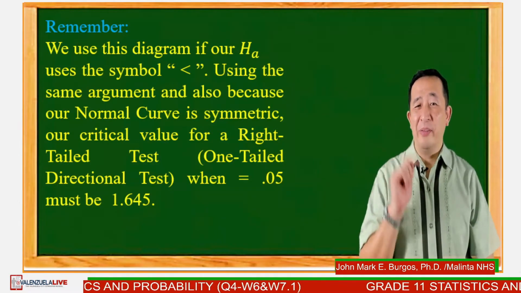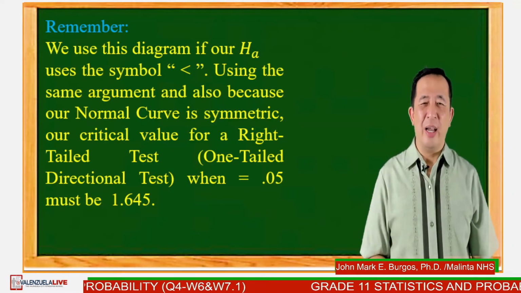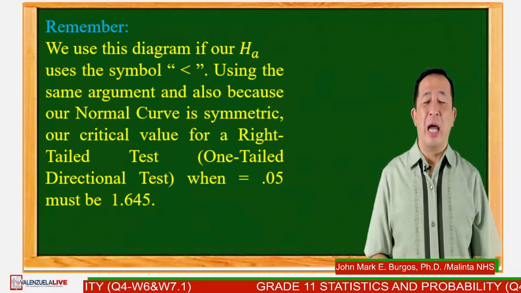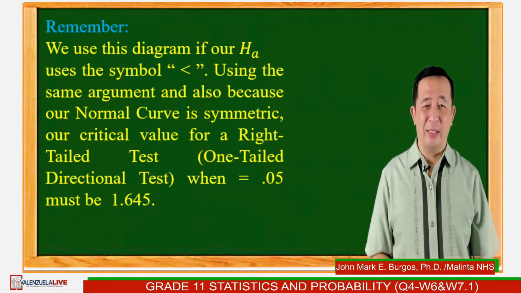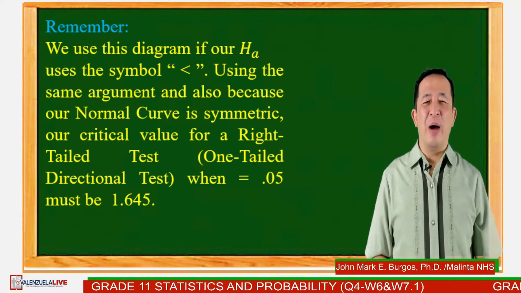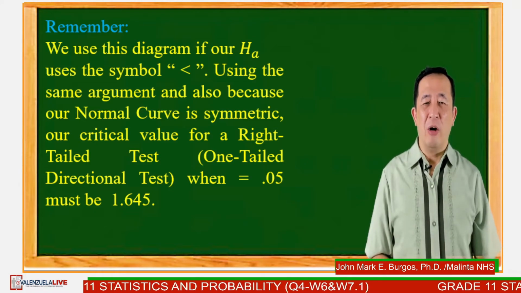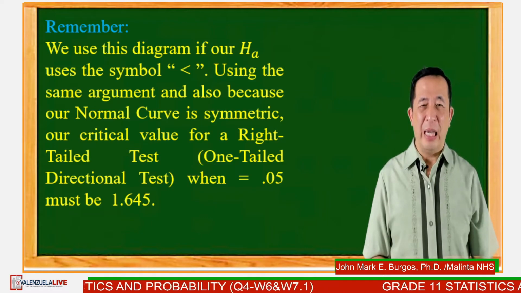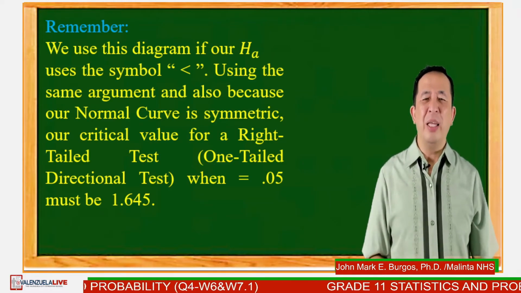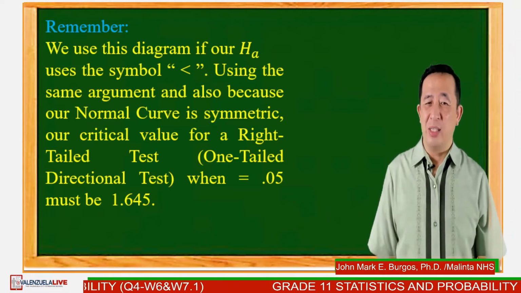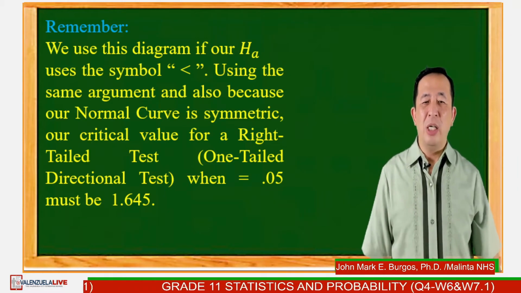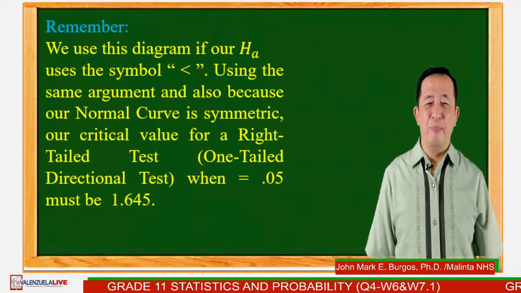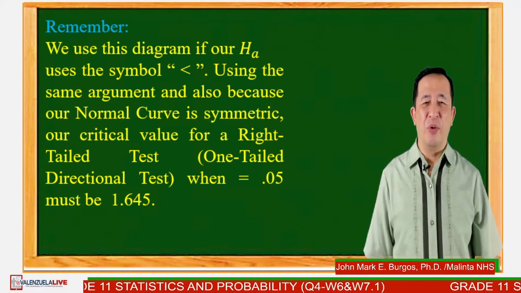Now, remember this. We use this diagram when our alternative hypothesis, or HA, uses the symbol less than. Using the same argument, and also because our normal curve is symmetric, our critical value for a right-tailed test, or one-tailed directional test, when alpha is 0.05 must be 1.645.